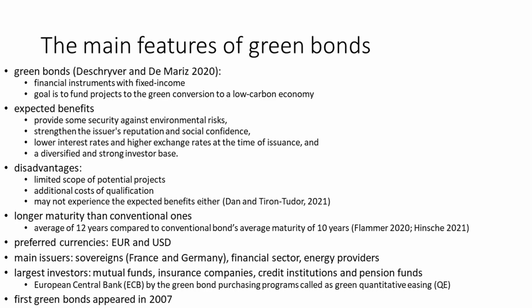So, okay, but we can see that green bonds are fixed income financial instruments with the goal to finance projects for the green conversion to a low carbon economy. So we should have some kind of objective. And later on we will see from the sectoral and objective breakdown that it can focus on the real estate business, it can focus on transportation, it can focus on the energy sector, and so on and so on.